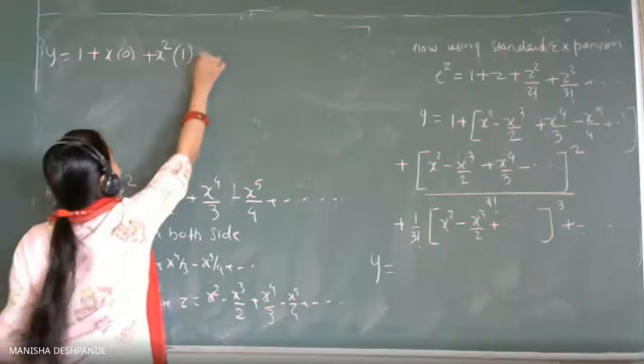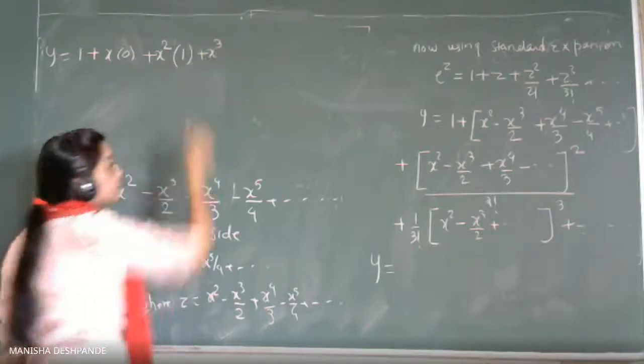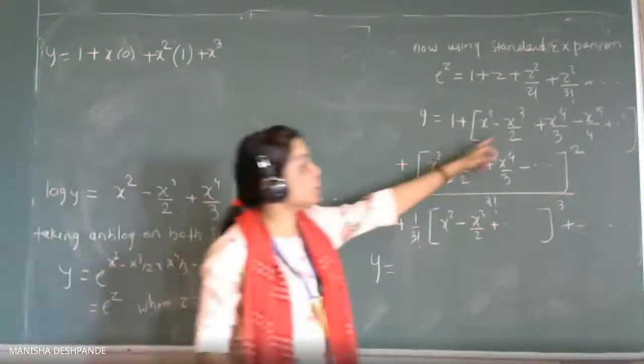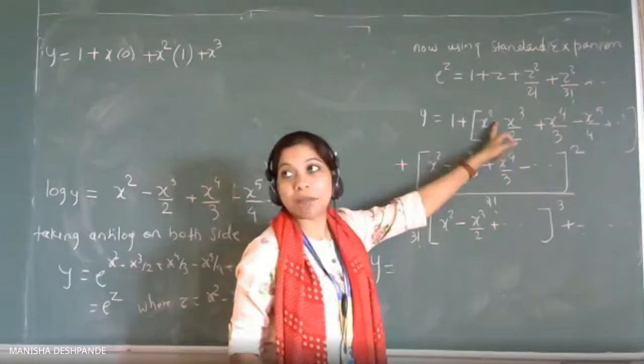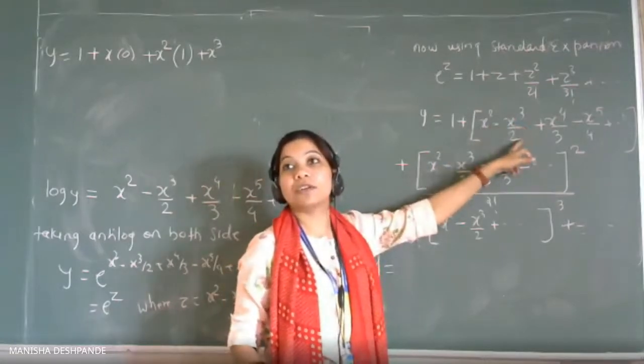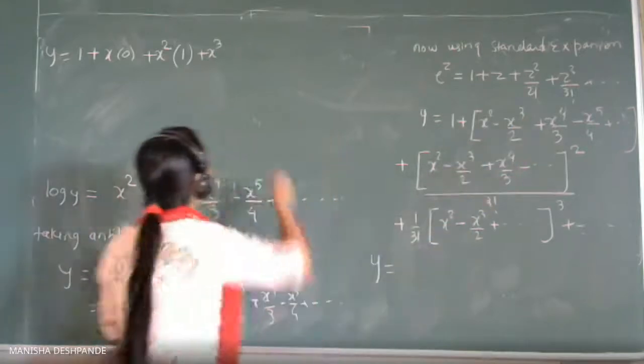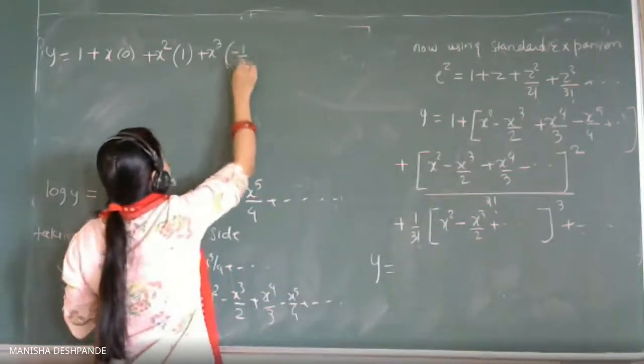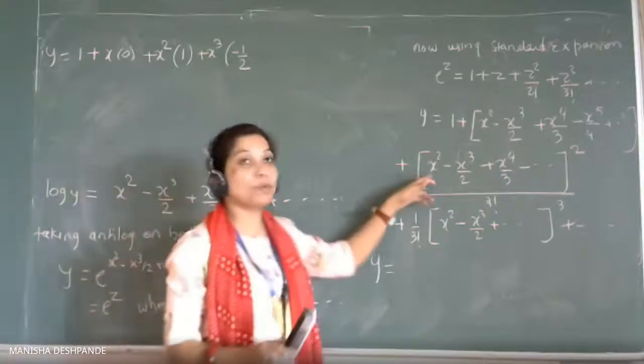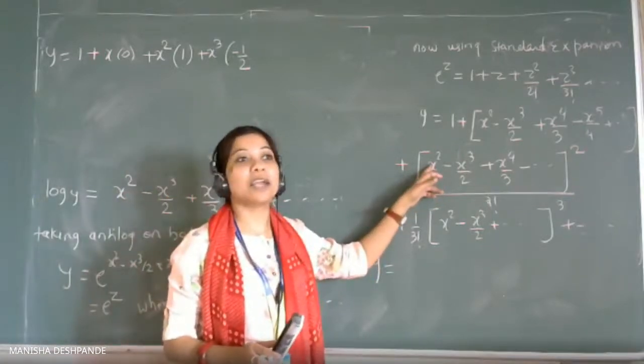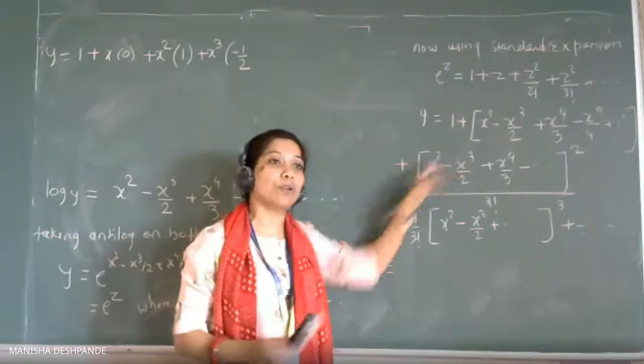Now x cube. In the first bracket you have x cube, so minus 1 by 2 is the coefficient. Yes or no? What's the coefficient of x cube? Yes, in the first bracket, minus 1 by 2. Is there any x cube term here? No, because the smallest degree is x raised to 4. So this is also done.